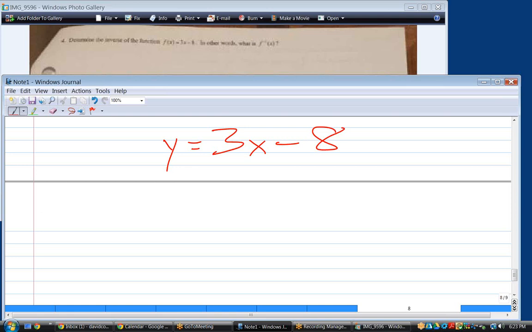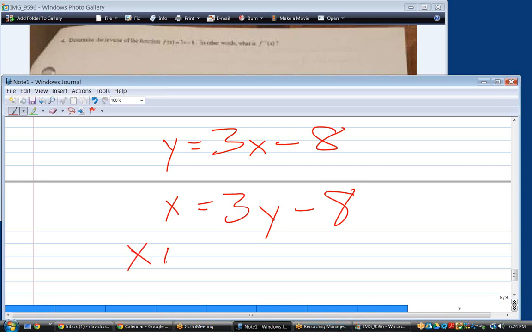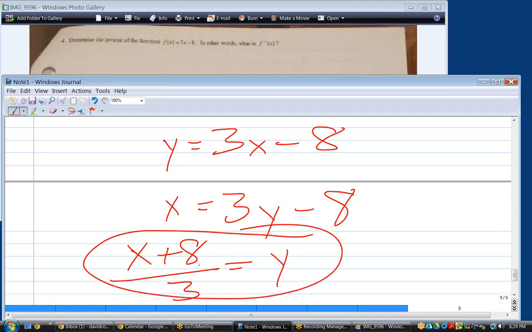What do you mean switch the variables? Okay, let's go through it on this problem here. I've got a y and an x. I'm going to switch them. I'm going to make it x equals 3y minus 8. And then I'm going to solve for y. So y becomes that. And there is your inverse function.